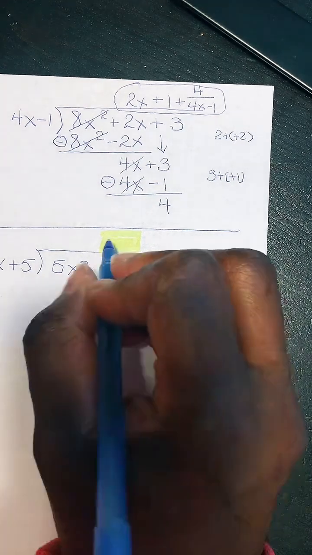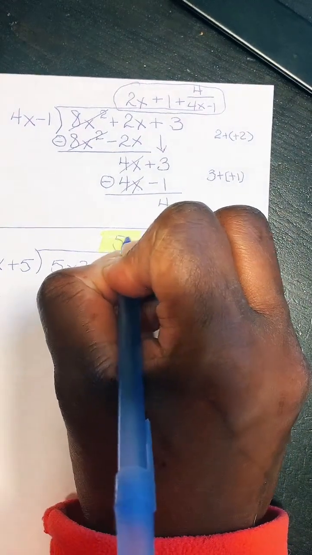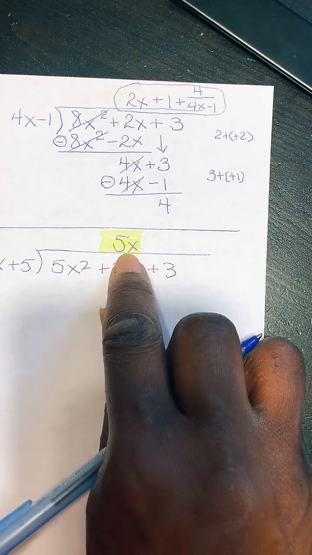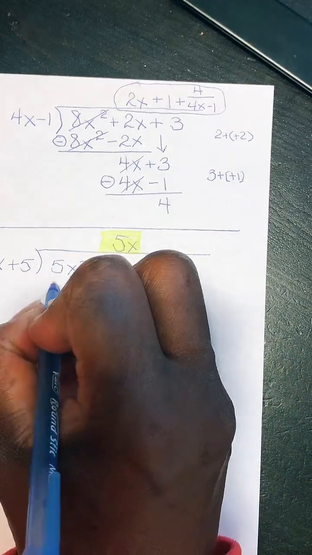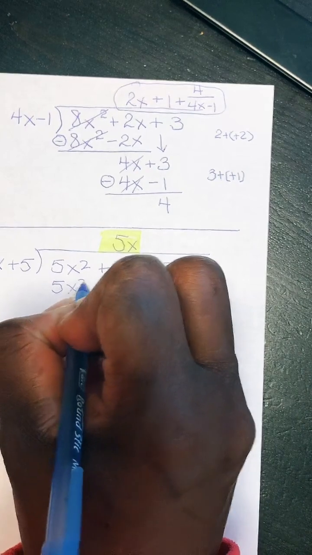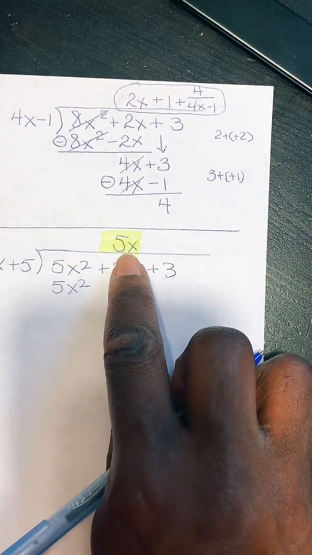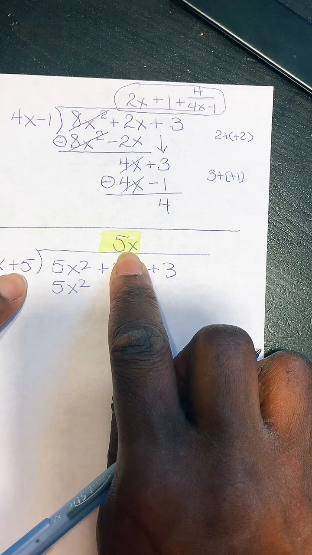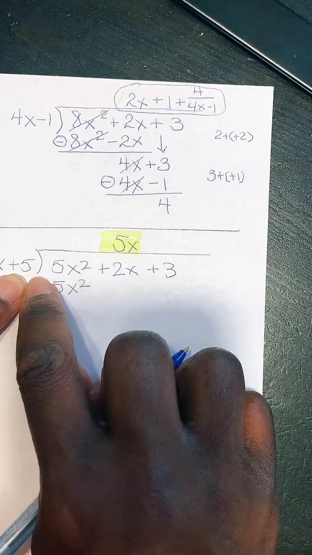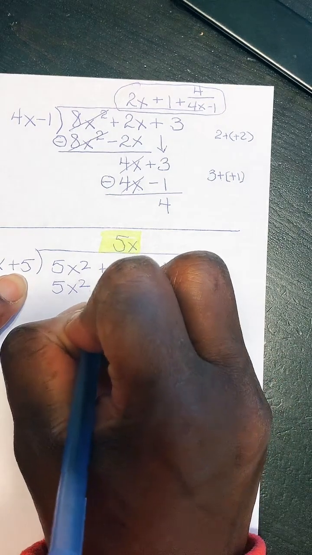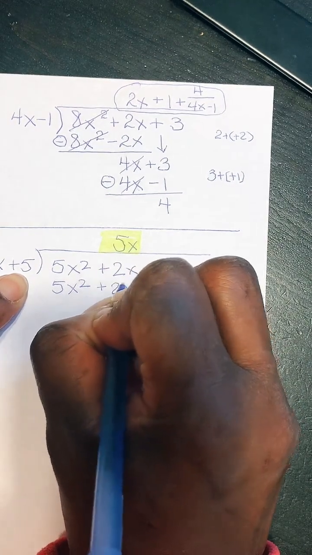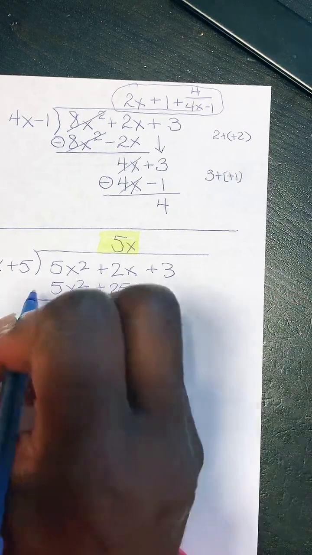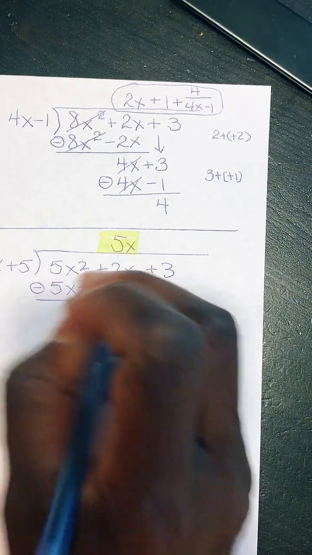All right. So a lot of people are saying 5x goes right here. So that means in this slot, 5x times x gives me 5x squared. Then we're going to use this 5x, and now we're going to multiply it by the 5. So 5x times 5 gives me 25x. And then you always subtract this line.